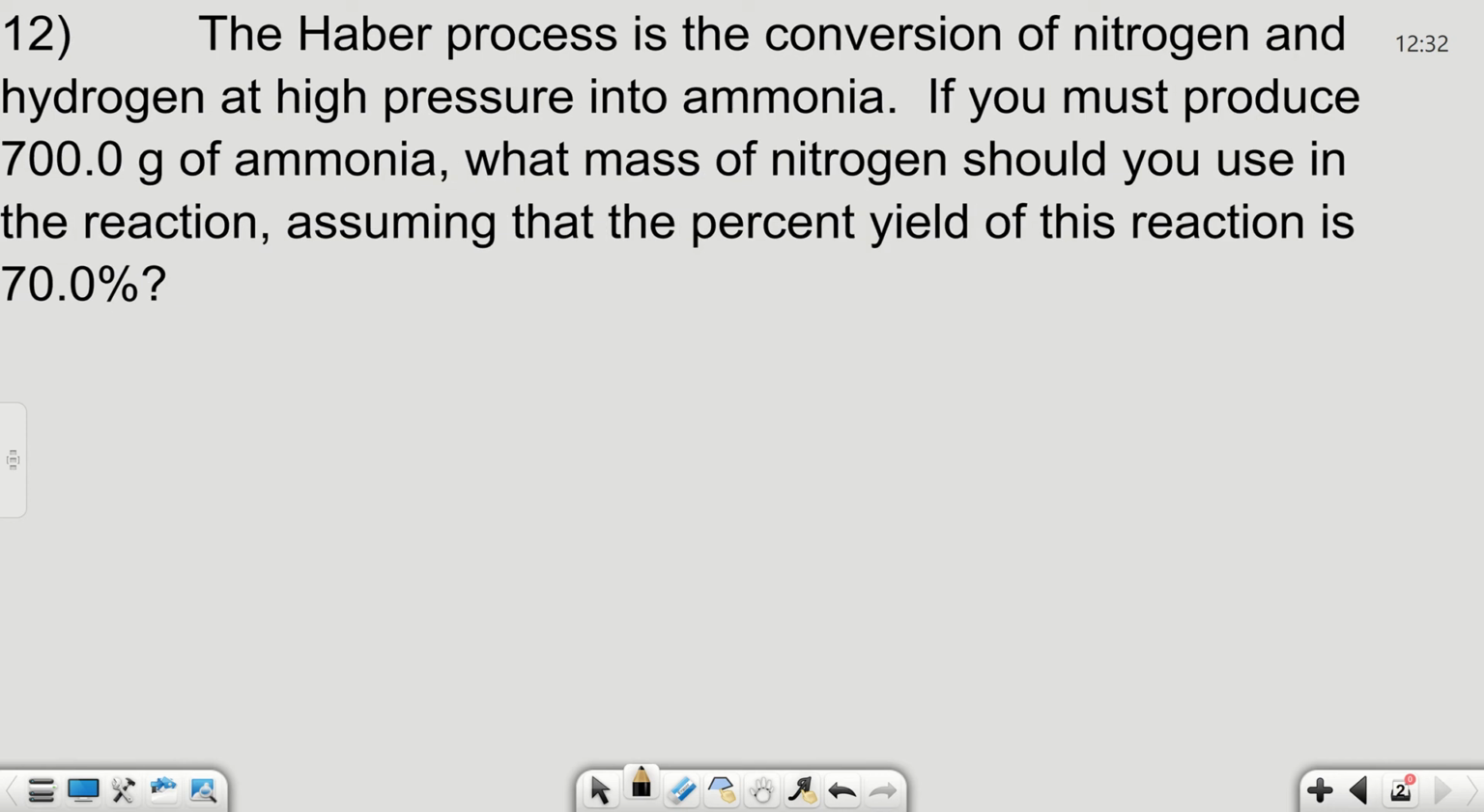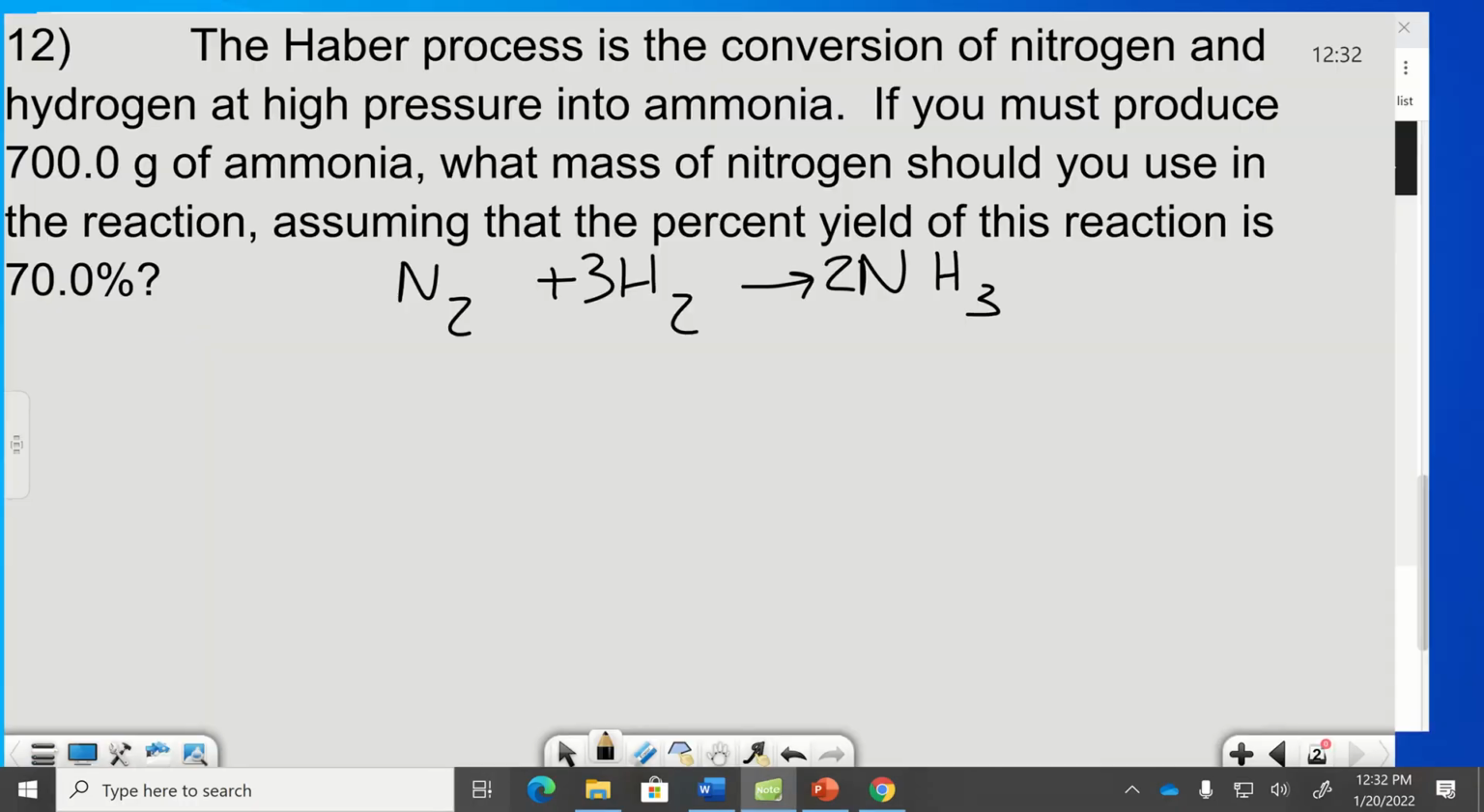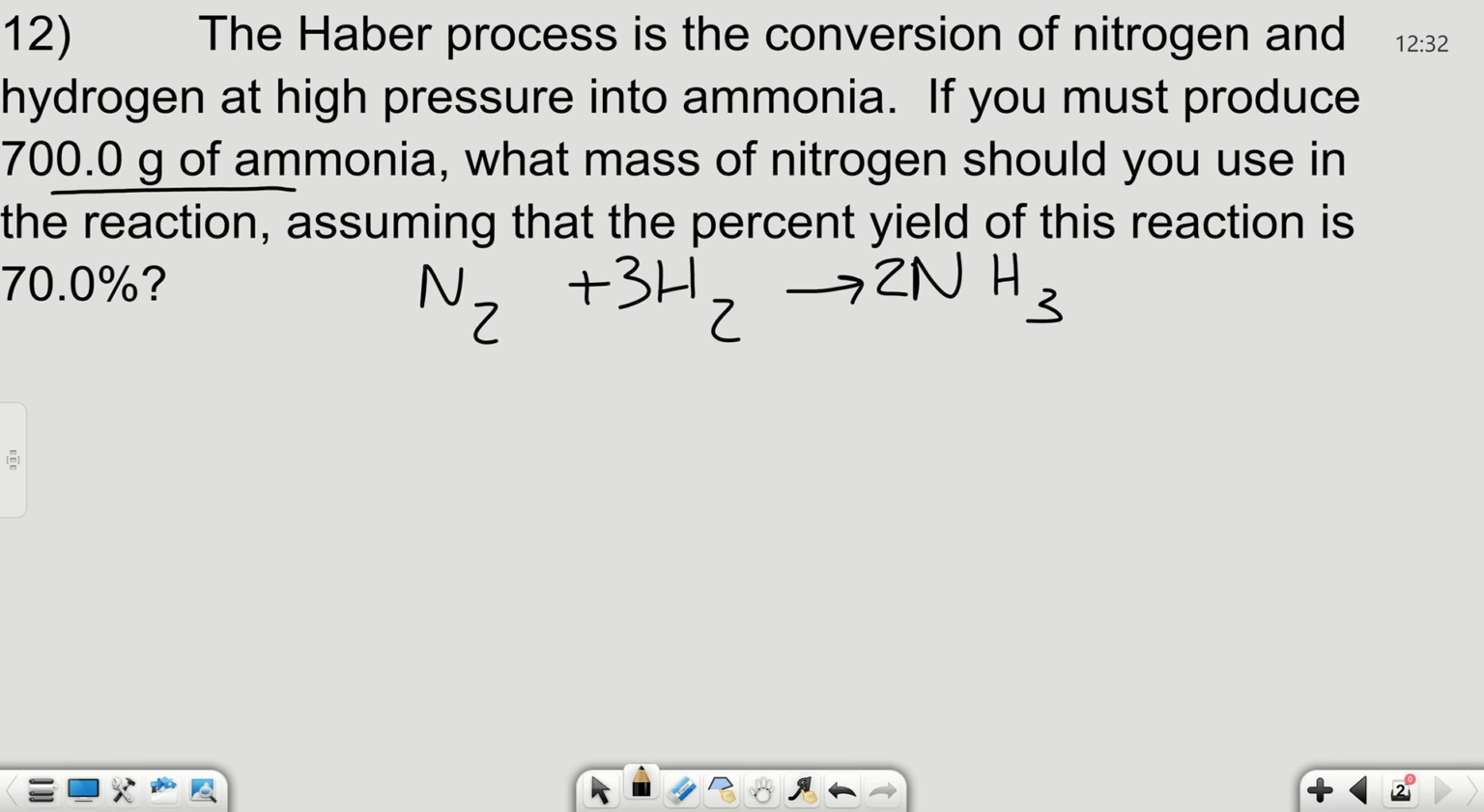This one is talking about the Haber process, where you make ammonia, basically fertilizer. So let's talk about that. It's the conversion of nitrogen and hydrogen into ammonia. So that's N2 plus H2 producing NH3. If I balance this out, 2 N's, 6 H's, 6 H's. All right, but this one's a little bit different. It says, if you must produce 700 grams, okay? What mass of nitrogen should you use in the reaction, assuming that the percent yield of this reaction is 70%?